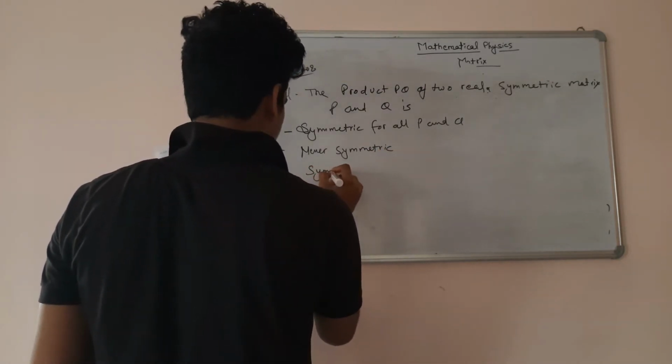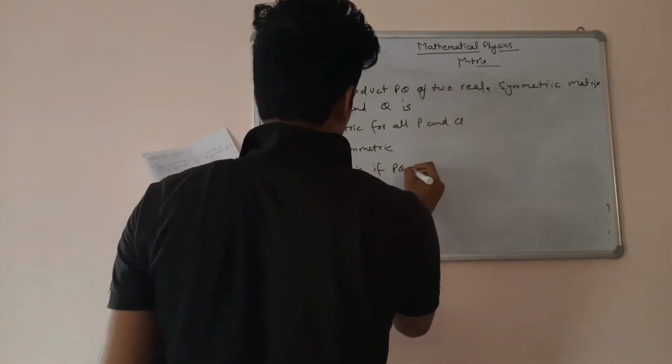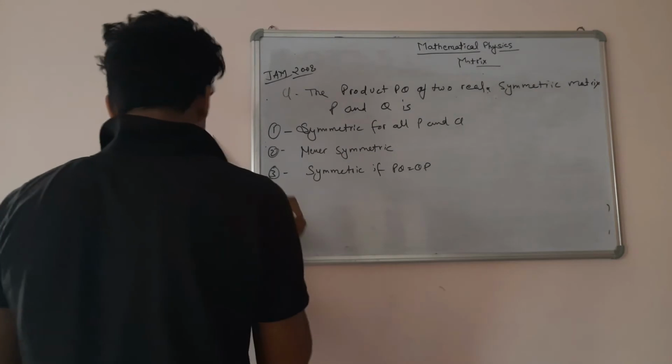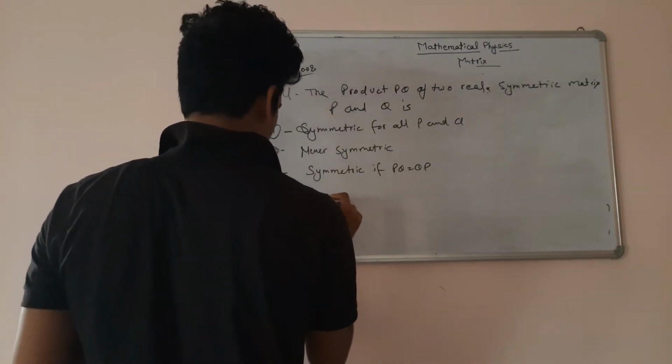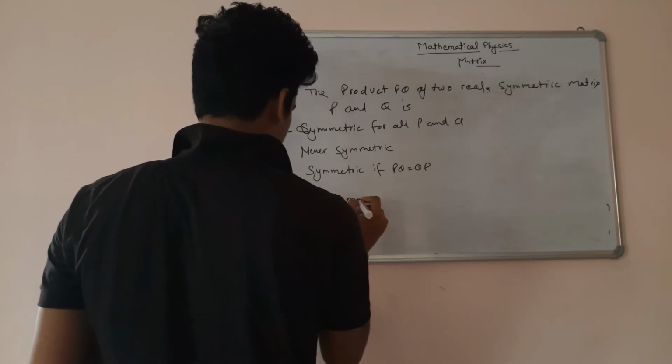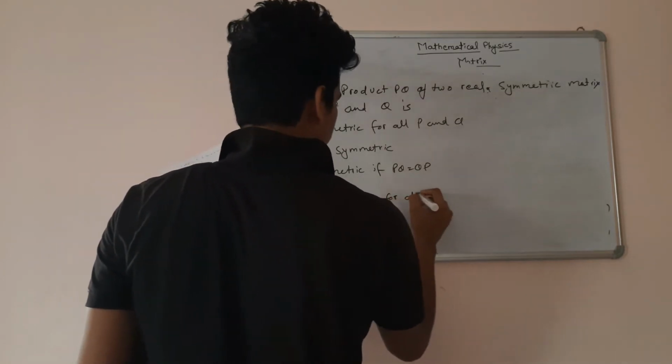Symmetric if PQ equal to QP. And the last one, the fourth one, is anti-symmetric, for all P and Q.